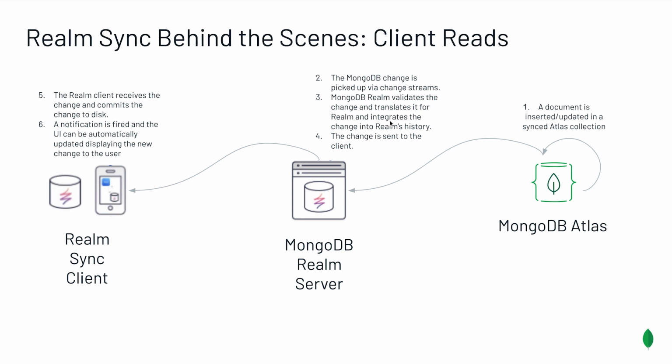So if we look at a client read, after the initial synchronization of the data for the partition, a MongoDB driver or some sort of trigger or function could insert data that matches that partition into MongoDB Atlas. And what happens there is the sync server picks that up via the change stream and will translate that change into a Realm operation, which then gets sent down to the sync client, written to disk first, and then we have a notification API as part of the Realm SDK that you can then use to update the UI or call some business logic if you wanted to.